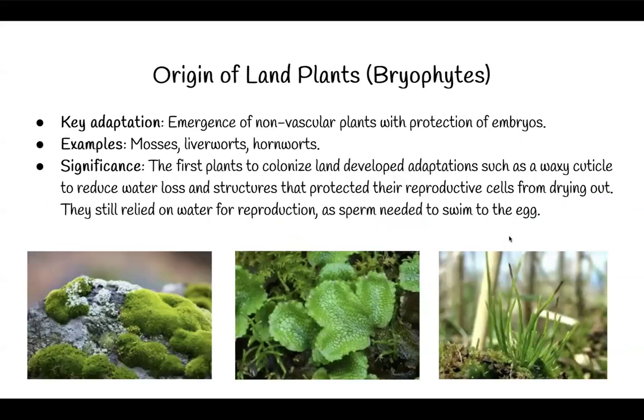So the first one is the origin of land plants again, which is bryophytes. The key adaptation of bryophytes was the emergence of non-vascular plants with protection of embryos. Some examples include mosses, liverworts, and hornworts. And the significance is that these are the first plants to colonize land, developing adaptations such as a waxy cuticle to reduce water loss and structures that protected their reproductive cells from drying out. They still relied on water for reproduction, just as a sperm needs to swim to the egg.